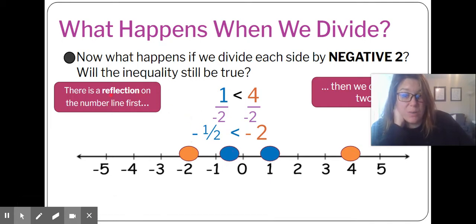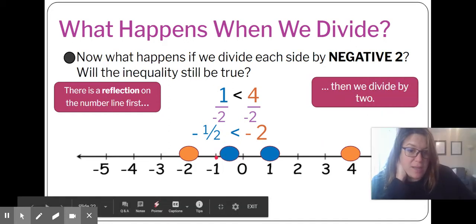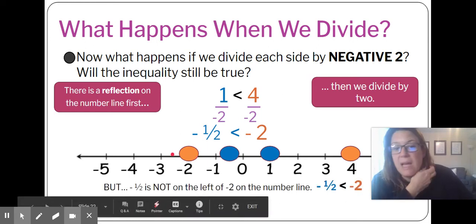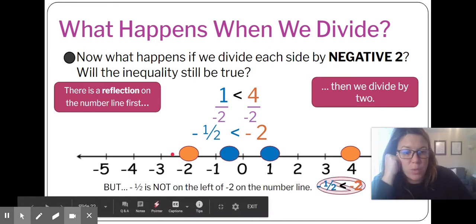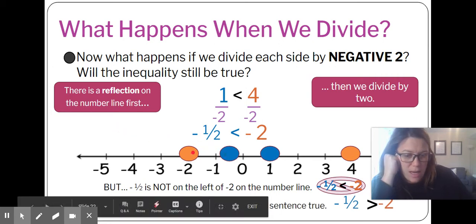It's a reflection on the number line first, and then we're dividing it by 2. So like that 1, we divide by 2. The 4, we divide by 2. So it's a reflection, and then it's a division. And it's not true. So just like the last one with multiplying, we have to switch the sign to greater than. -1/2 is greater than the -2.